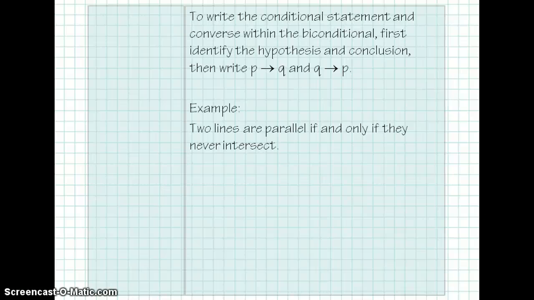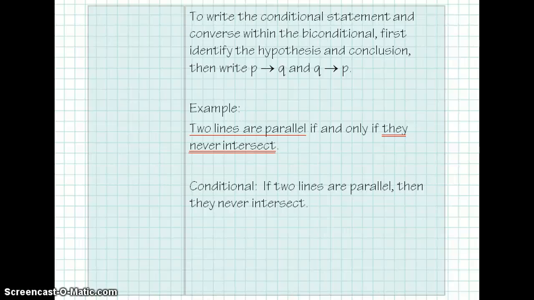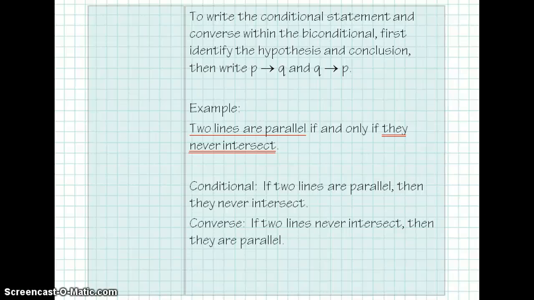So if I've got a biconditional, two lines are parallel if and only if they never intersect. My hypothesis is two lines are parallel. My conclusion is they never intersect. So now I just put together my P and Q part. If P then Q: if two lines are parallel, then they never intersect. And now my if Q then P: if two lines never intersect, then they are parallel. Okay?